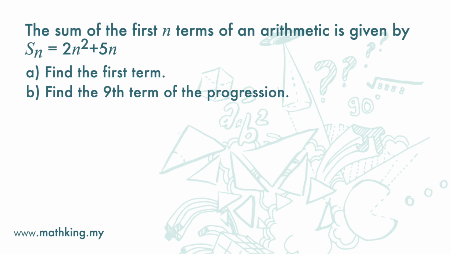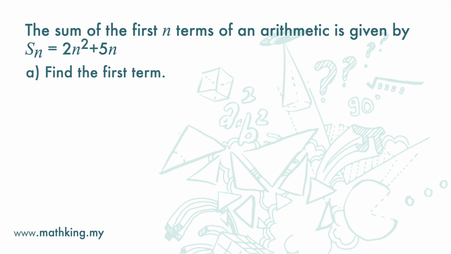The sum of the first nth term of an arithmetic progression is given by Sn equal 2n squared plus 5n. A. Find the first term. B. The ninth term.